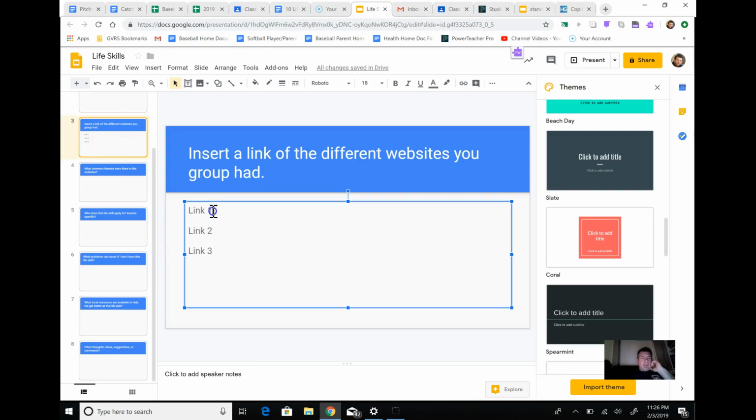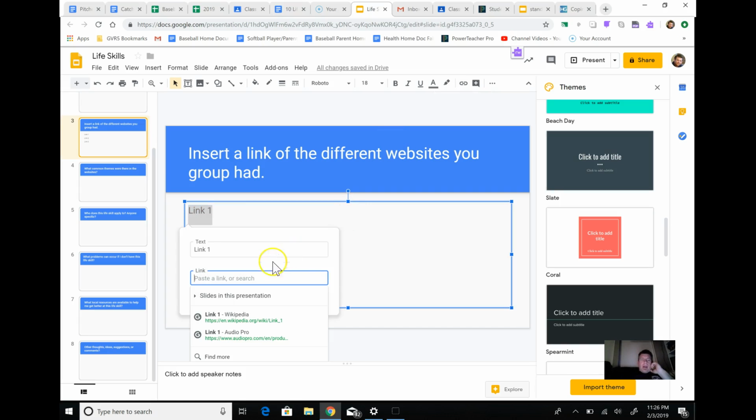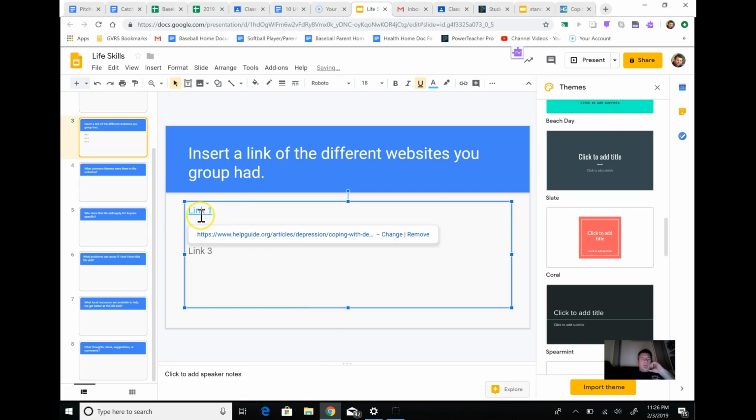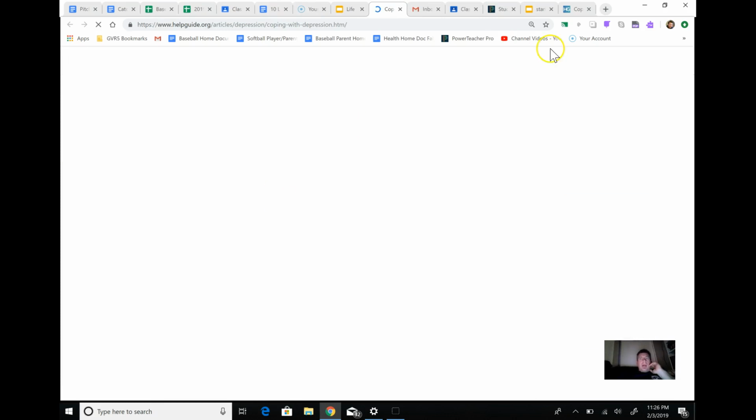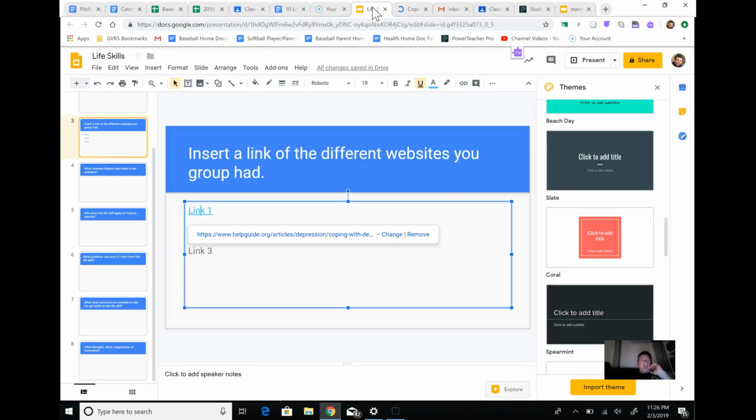I'm going to highlight where it says link 1. And then I'm going to go up here to the top, and right in here it's actually going to be an insert link. So I'll click on that, and then Control-V is the paste shortcut, hit apply. And so then when I go back to actually do this, I can click on it, and it will open up that exact same website. So there it is.